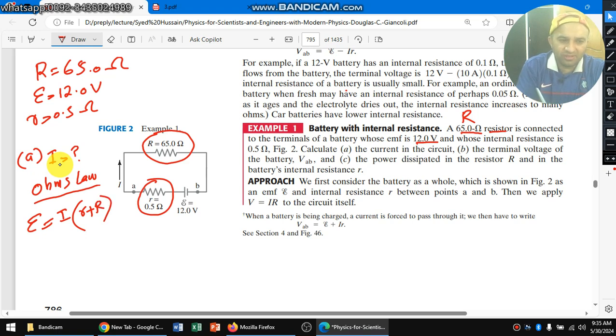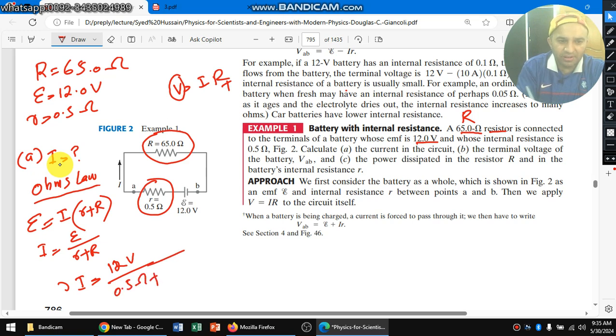The simple formula is V equals IR, but here V is the total EMF and R is the total resistance. So EMF E is equal to I times (r plus R). Now we solve for I, which is equal to EMF over (small r plus capital R). So I is equal to 12 volt divided by 0.5 ohm plus 65 ohm. So we get the answer 0.183 ampere. So this is part A, the current in the circuit.